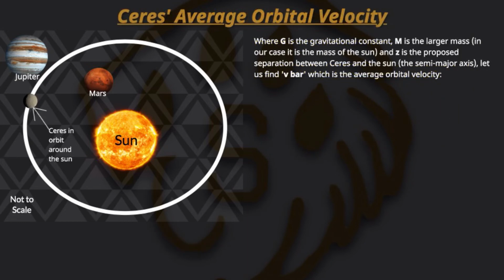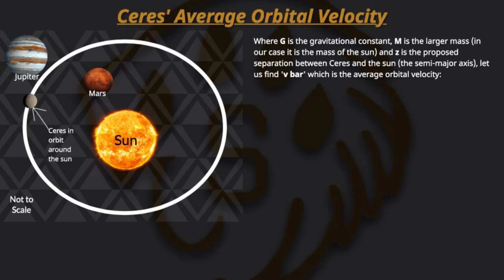Now we move on to our last calculation for this video. So we're looking at Ceres' average orbital velocity. So that's basically the speed that Ceres takes as it moves in its orbit around the sun. So where G is the gravitational constant, we looked at that, and the capital letter M is the larger mass. In our case, it is the mass of the sun.